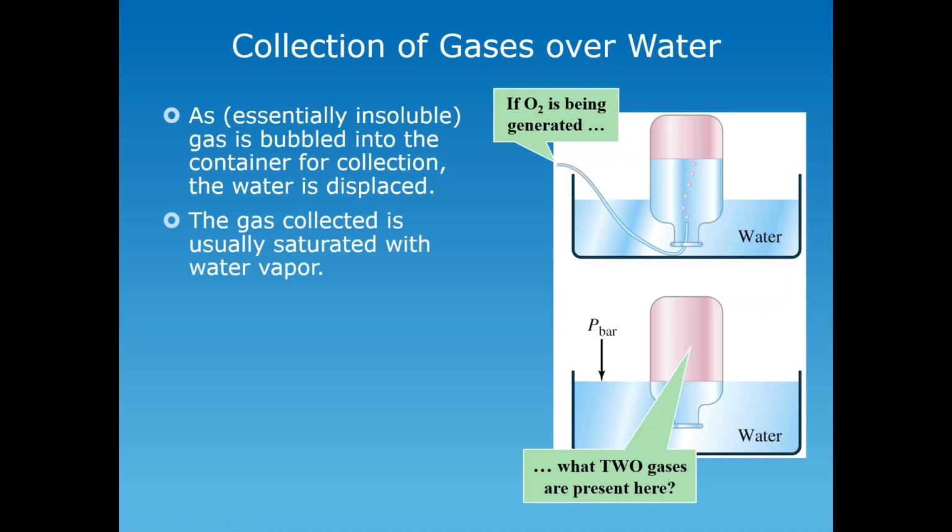So you would not use this to collect a gas like, for example, ammonia or hydrogen chloride, because those gases are soluble in water. But gases like oxygen, hydrogen, and organic hydrocarbons like methane and so on can be collected using this method. So the diagram here shows you how this method works.